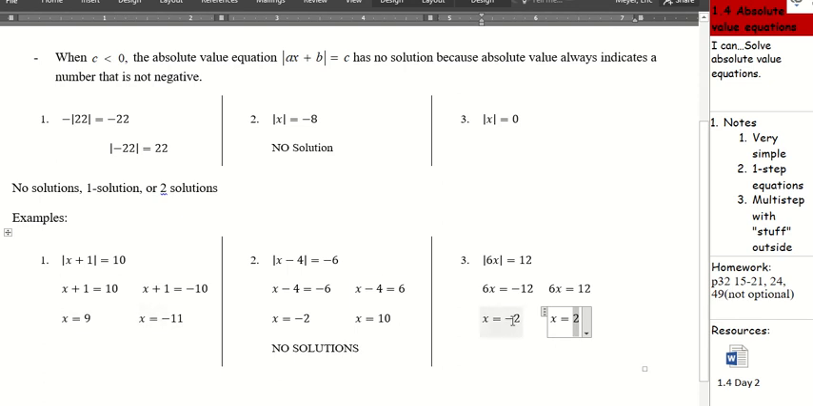So we can't just assume that if we get one answer and it's negative 2, the other one's just going to be a positive 2. That won't always be the case. It will sometimes, but not always.